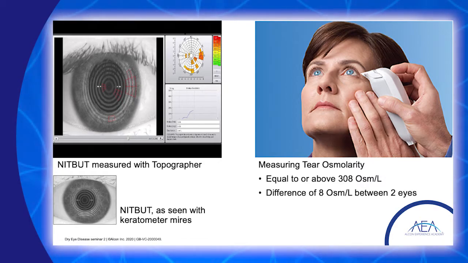Osmolarity is measured with equipment like TearLab or an I-Pen. If the measurements are equal to or above 308 mOsm/L, or there is a difference of 8 mOsm/L between the 2 eyes, again this is an indication of dry eye.